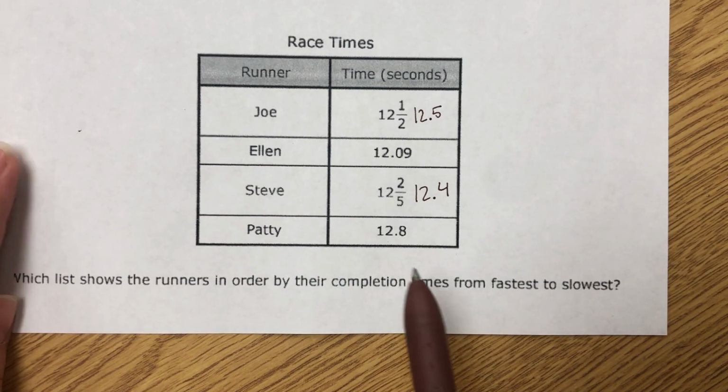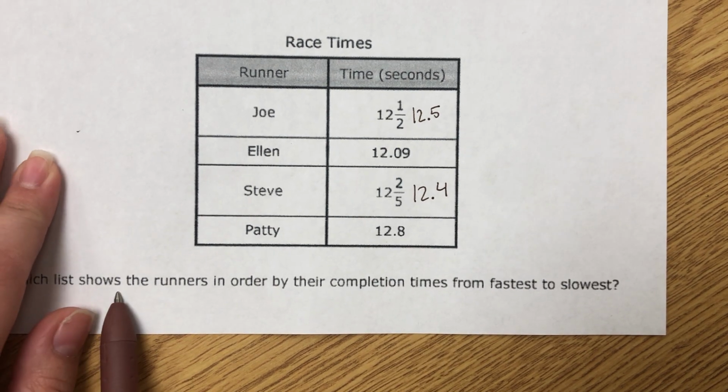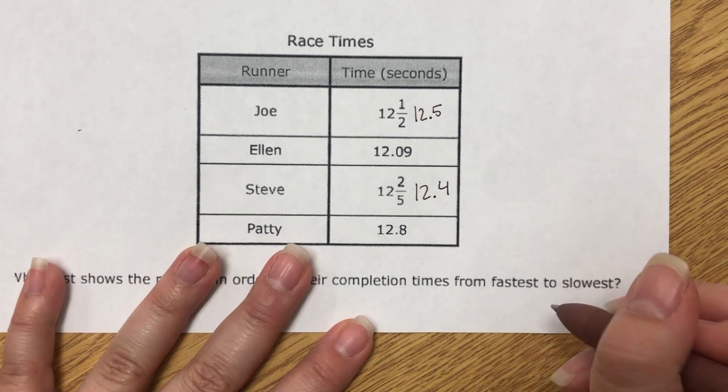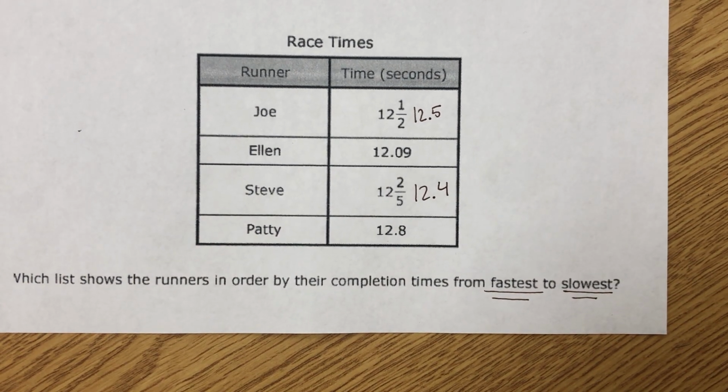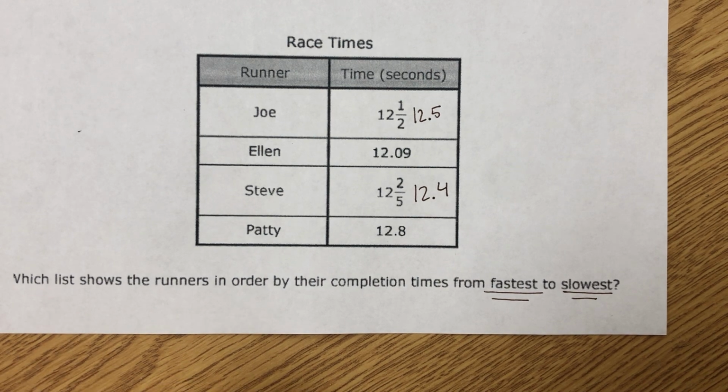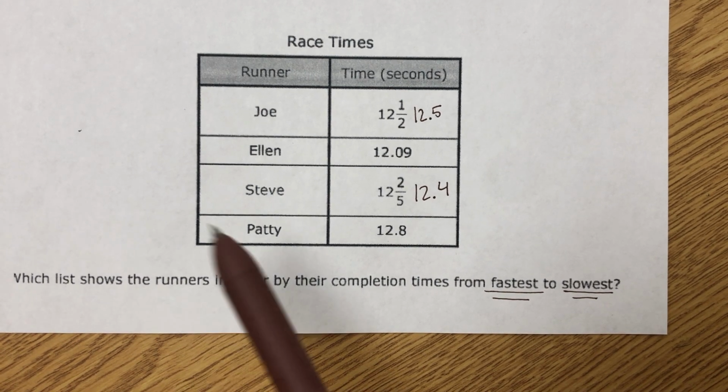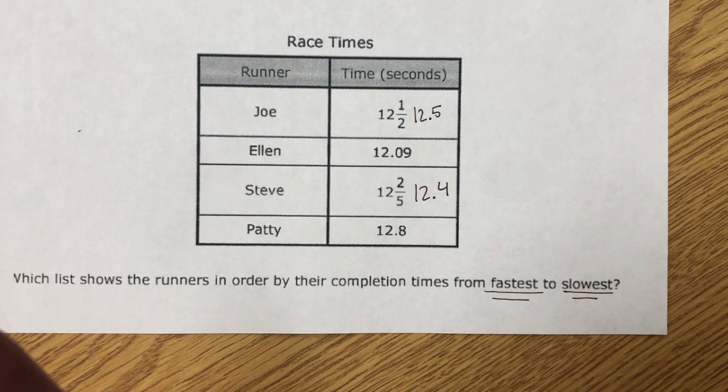So the next thing that I need to do is order them. And this time we are ordering them fastest to slowest. So these are race times. That means people are running a race and we're trying to win the race. Joe, Ellen, Steve, and Patty were running the race.